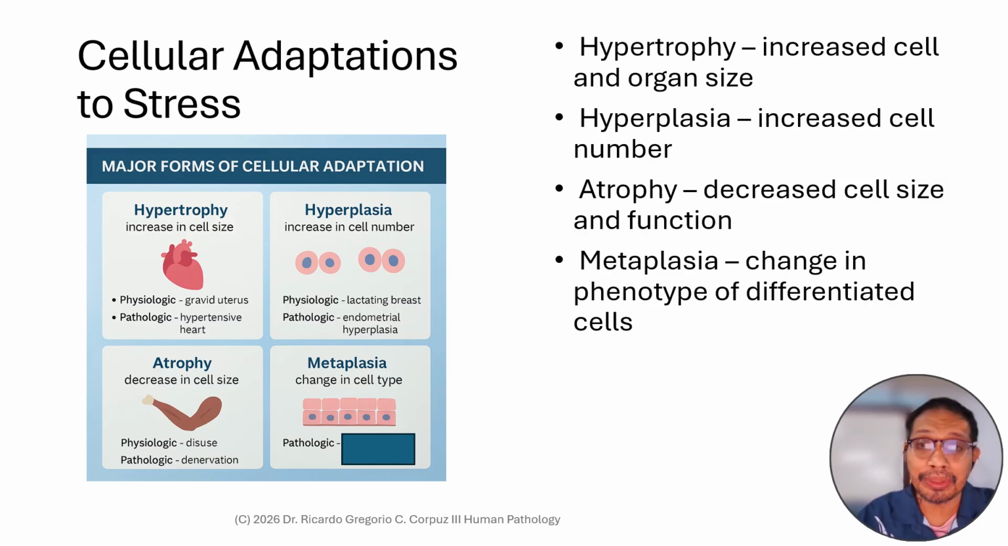A key mechanism here is increased autophagy, where cells digest their own components to reduce demand and recycle nutrients. And atrophy is not simply shrinkage.